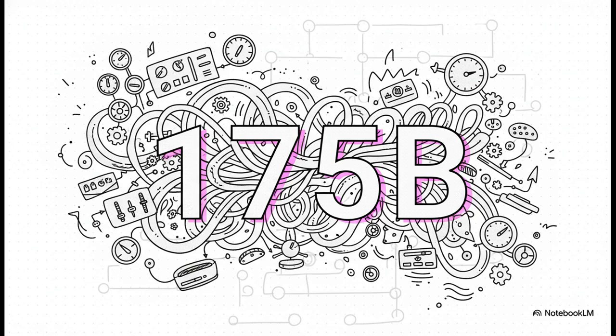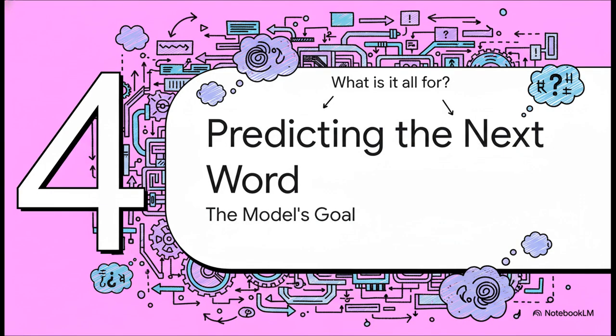The full GPT-3 model has 175 billion of these tunable parameters. That's 175 billion knobs and dials that were all perfectly tuned during its training phase to make sure this whole process works. So let's pause for a second. We have this absolutely insane machine doing billions of calculations. But why? What is all this processing actually for? What is the model trying to do?